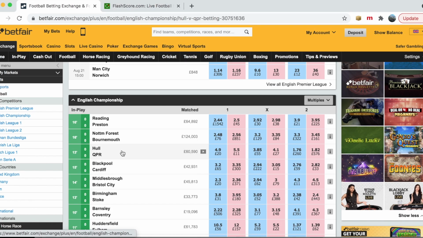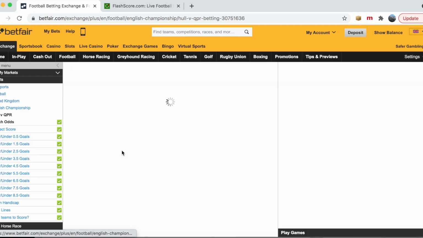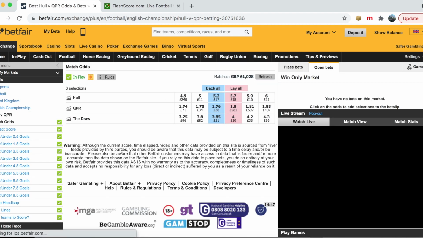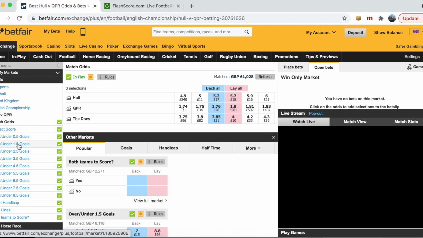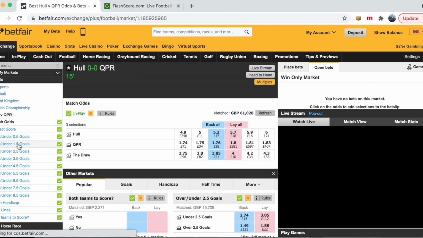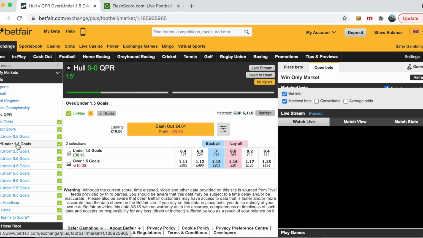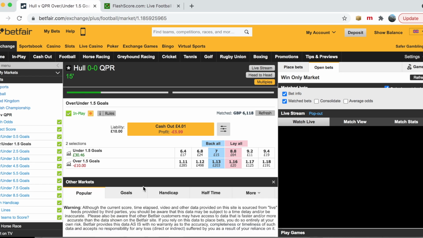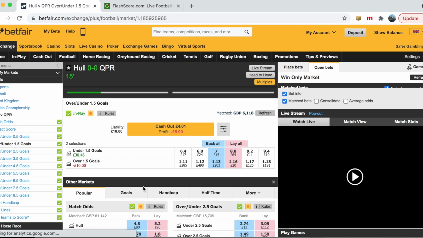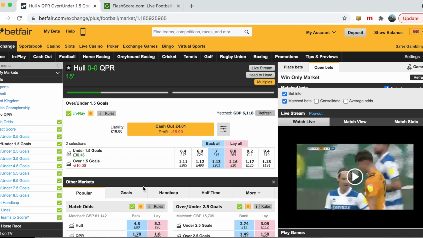Now my plan was to do exactly the same with the whole QPR match and cash out my profit, so we could compare the profits from the same stakes simultaneously. But when I clicked on the under 1.5 goals market, we can see the score is apparently still 0-0, but we are £5.99 in the red. So either Betfair was slow or my connection was slow.